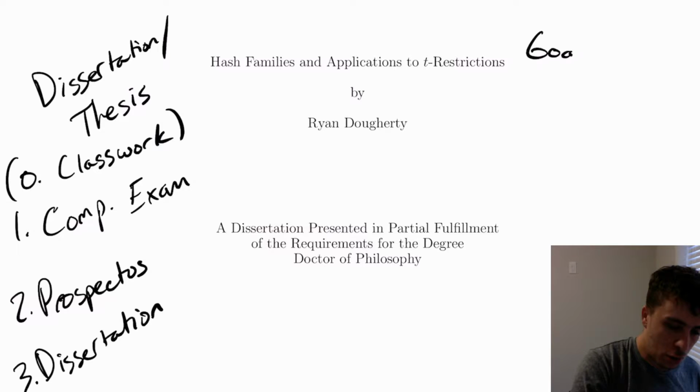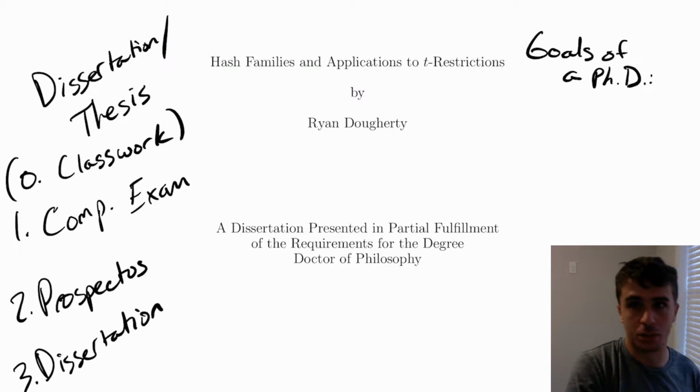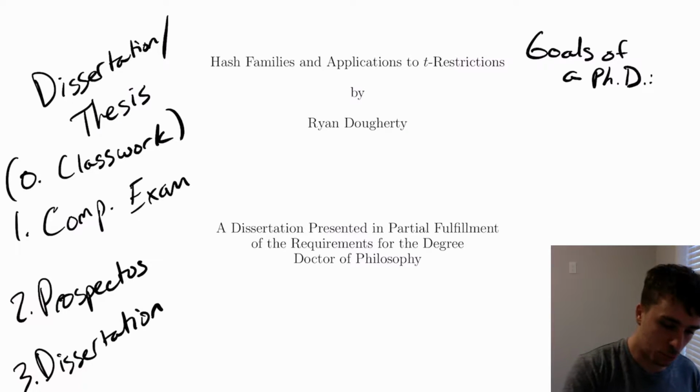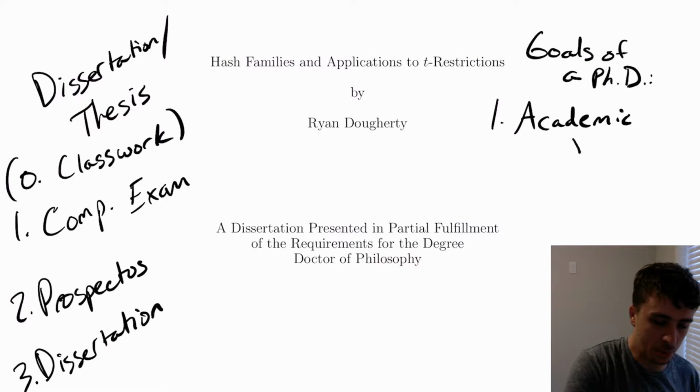So what are the goals of a PhD? Why would you ever want to do such a thing? Why would you want to undertake 4 to 5 years of study in a particular subject and not be paid very much? So note here, you're not paid very much to be a PhD student. Nowhere pays very well. So what are the goals? The only one that I can really think of is an academic job of some kind.